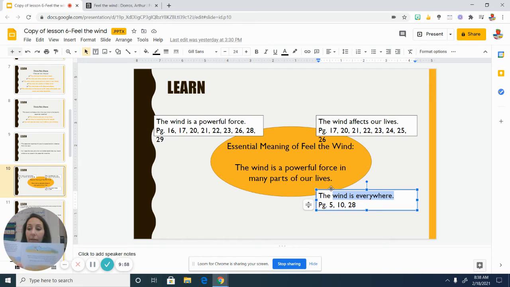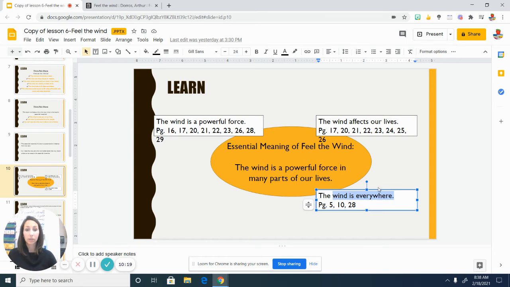So it's everywhere. And like we talked a little bit about before, it can be used for good, but it can also be harmful in other ways. So I think that this is some good support, some good evidence to support the essential meaning that wind is a powerful force in many parts of our lives.